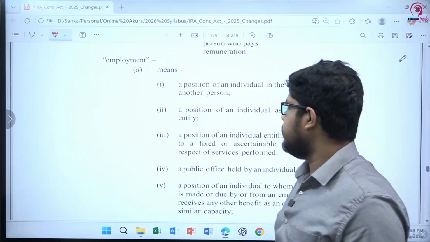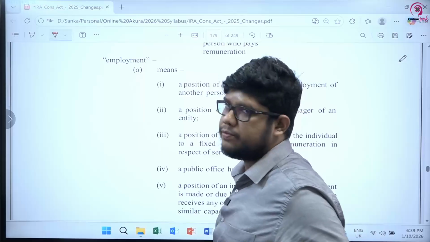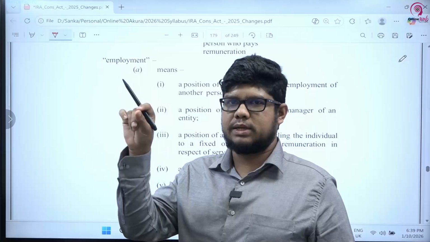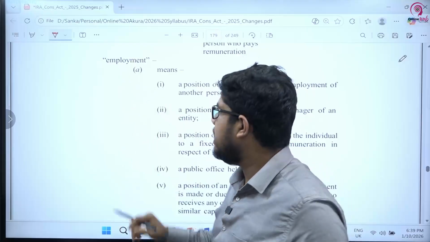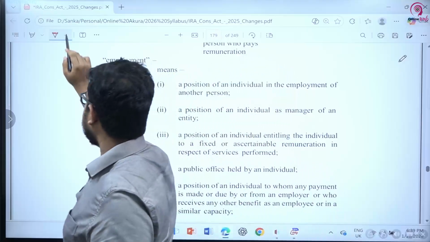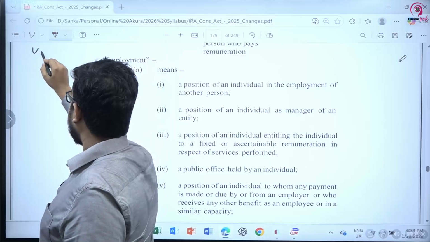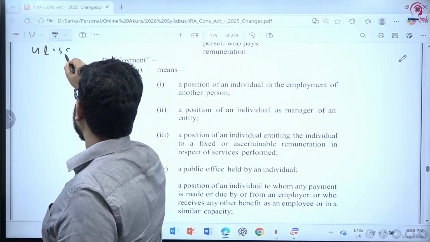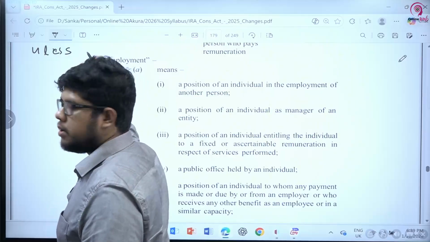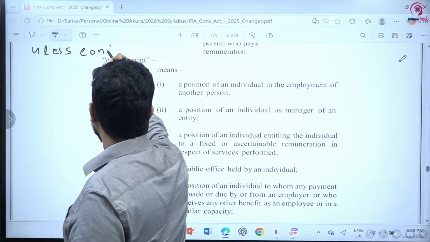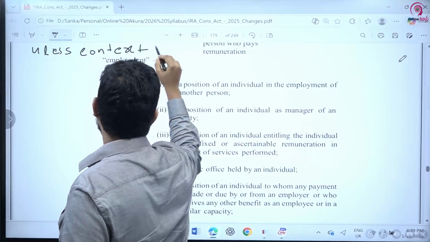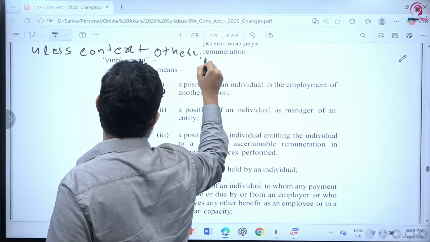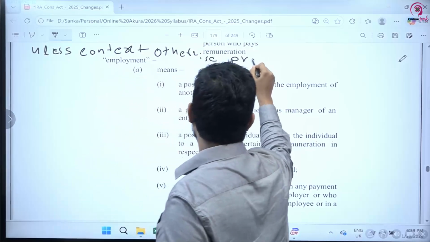So student, this is the definition under section 195. You might remember in our first discussion, we looked at section 195. It provides: unless context otherwise provides.